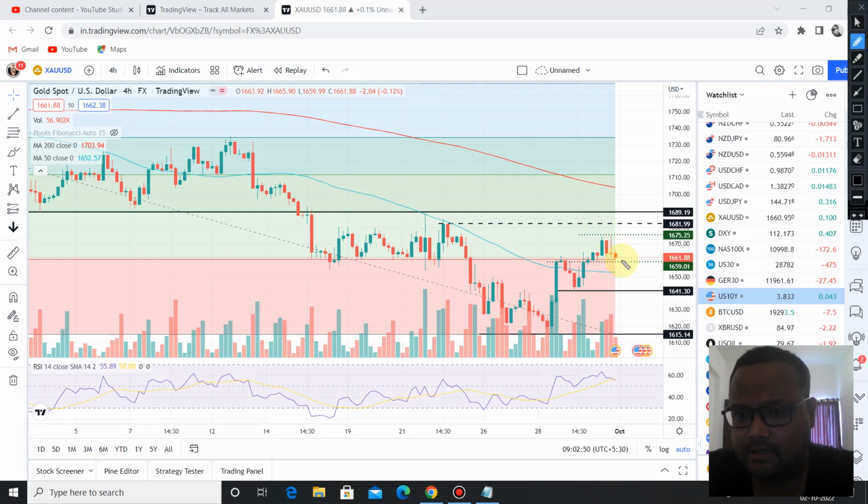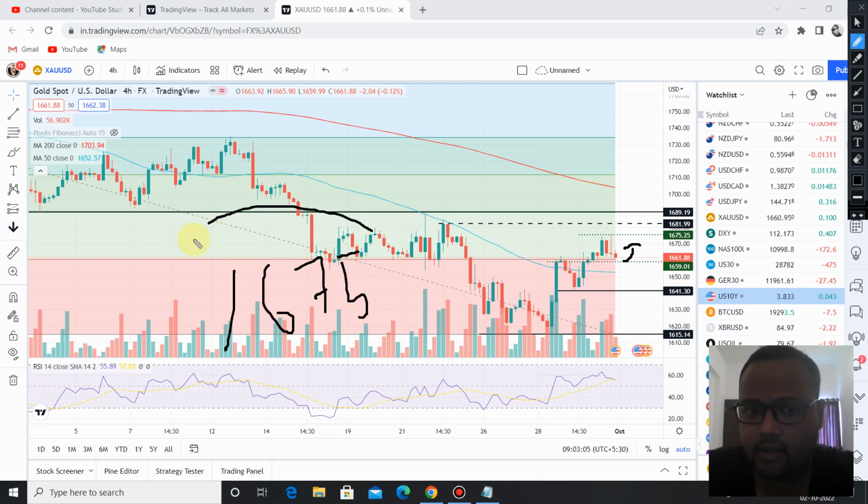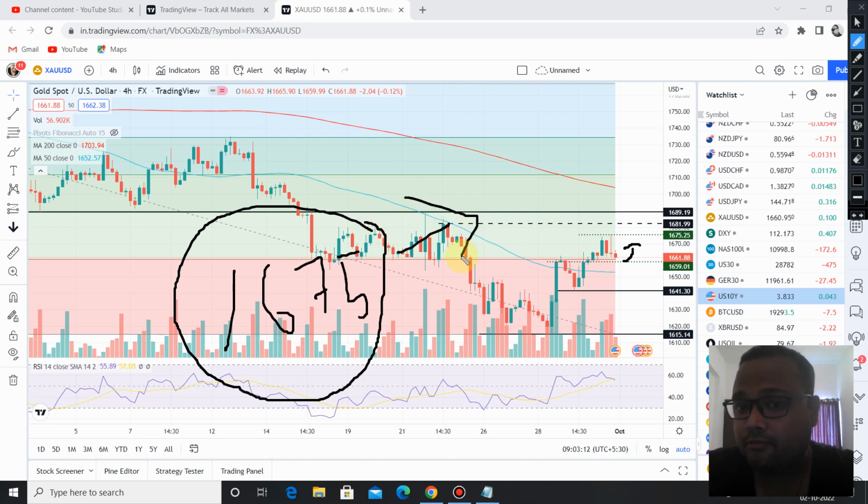So if the market starts going up from here, listen to me carefully. If the market starts going up from the present level, then the first level that the market will face is 1675. Keep in mind 1675 is not a very strong level.